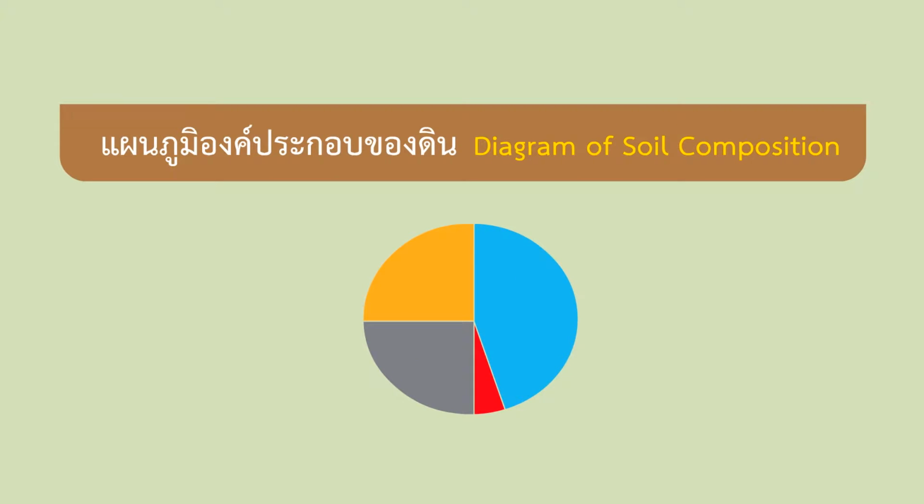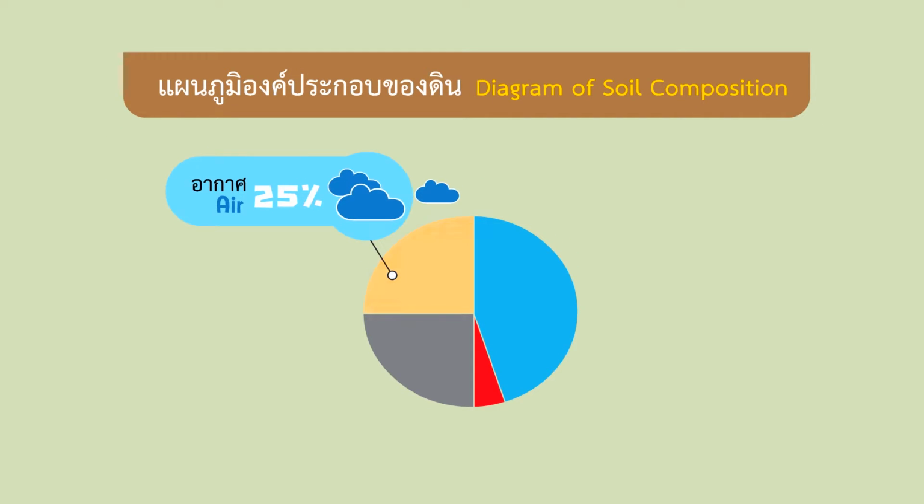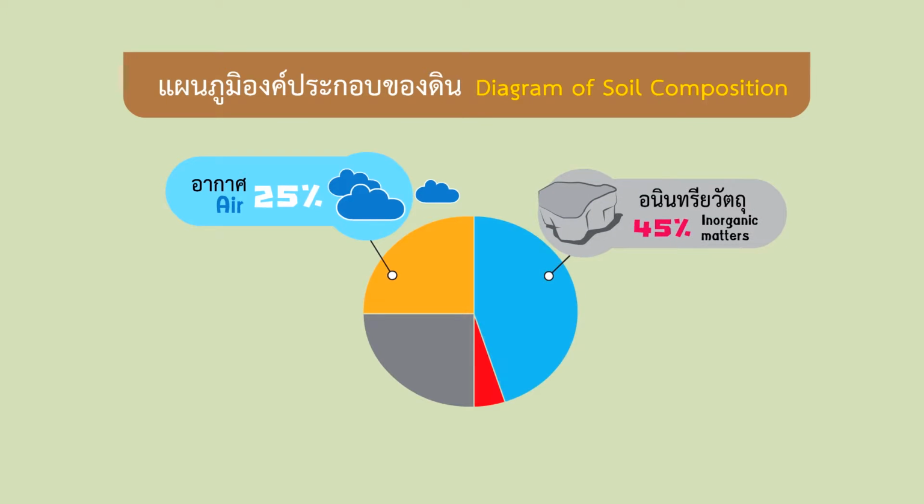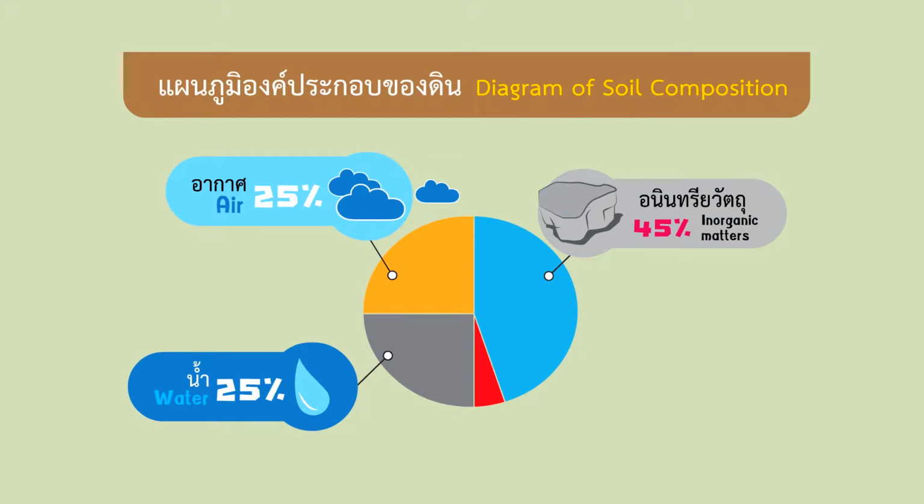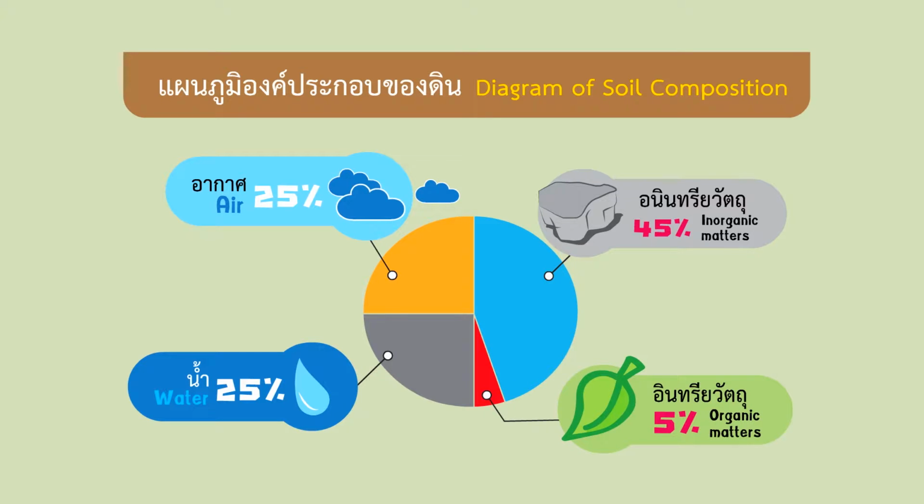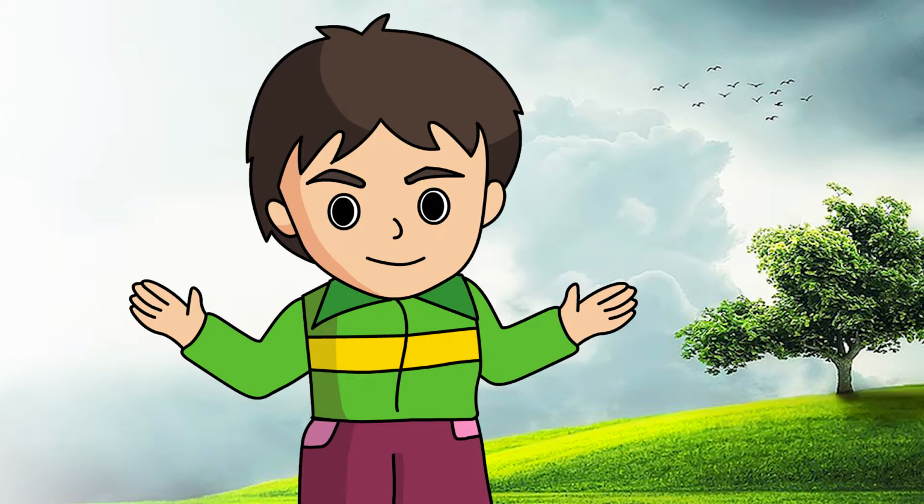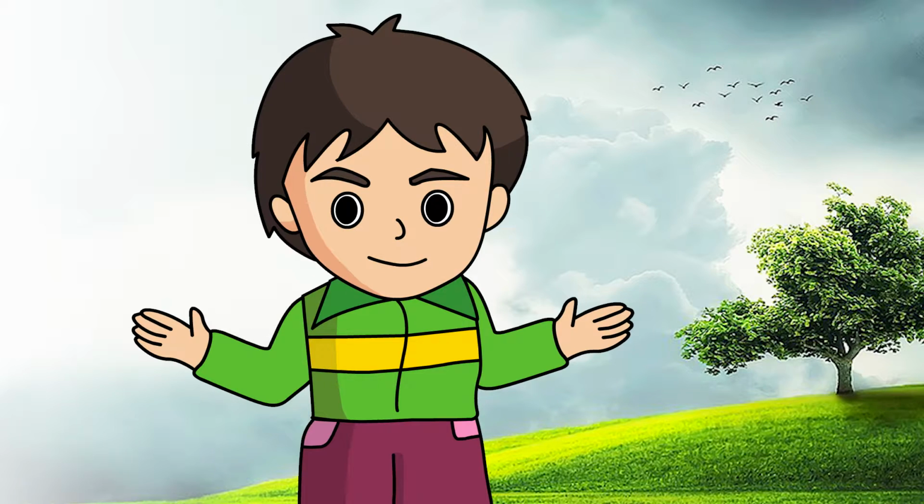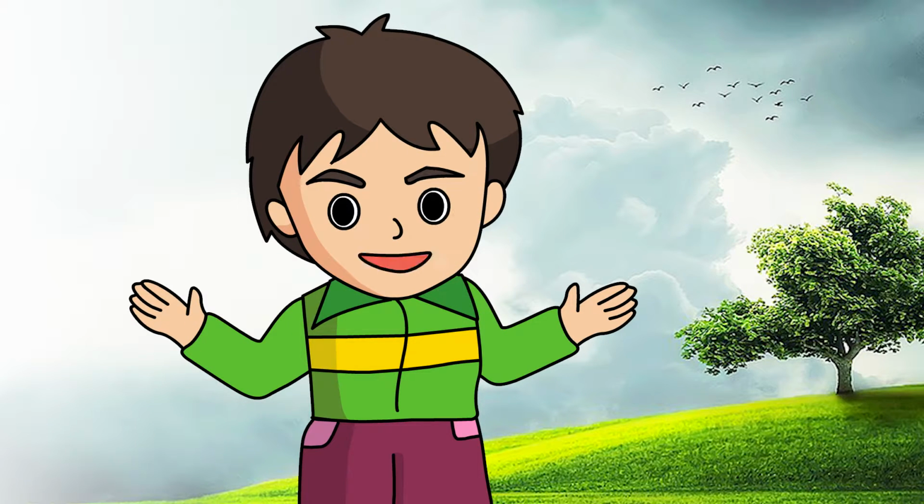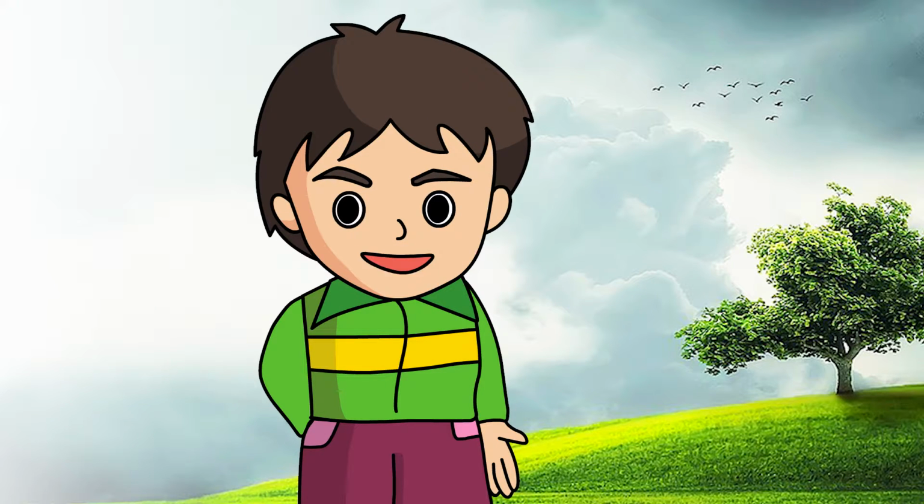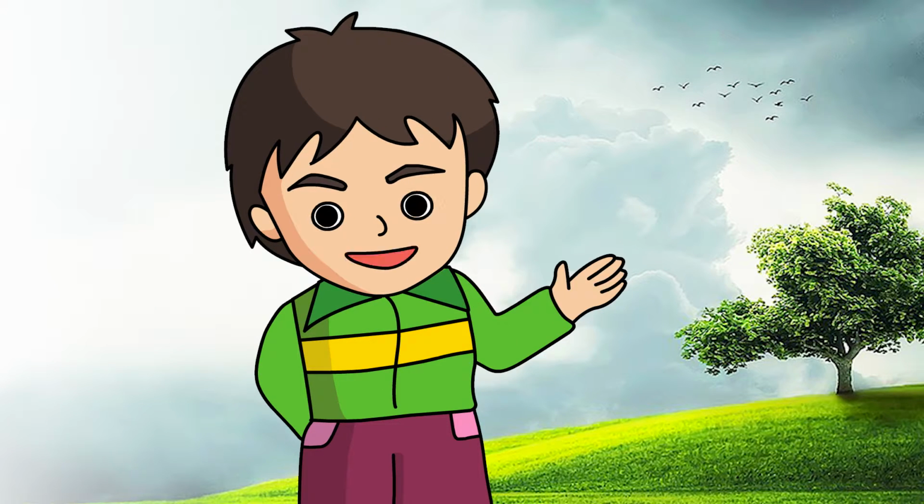Diagram of soil composition. Air 25%, 45% inorganic matters. Water 25%, 5% organic matters. In each locality, soil's properties are different, depending on soil composition, which can make the soil different in texture, color, water infiltration rate, and benefit.